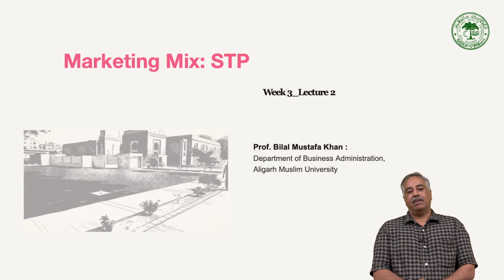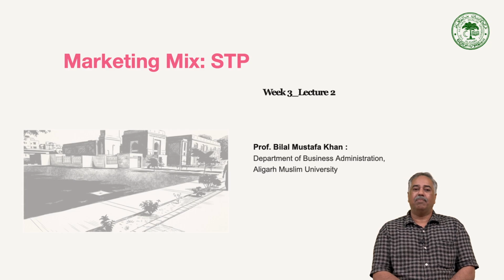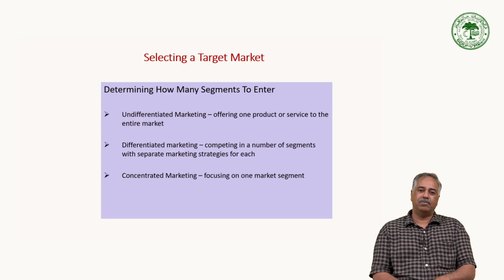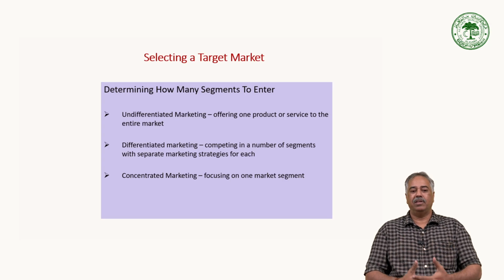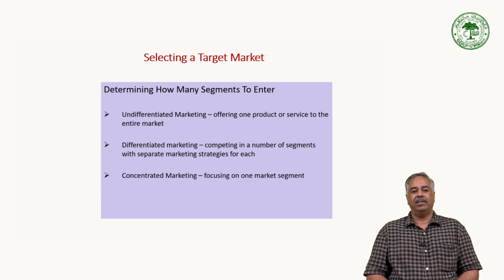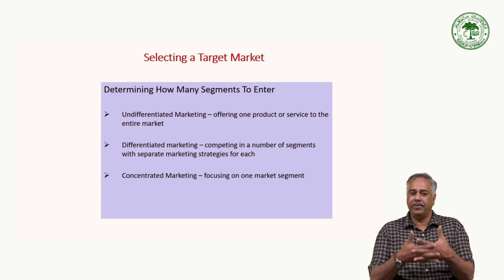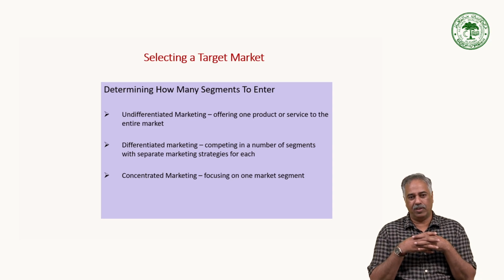Now, once we have segmented the market, what happens now? Once the market has been segmented, we have a lot of segments available to us. It is up to the company to decide. How do you select a target market is basically determining how many segments to enter. So, there are three different strategies that we could think of.